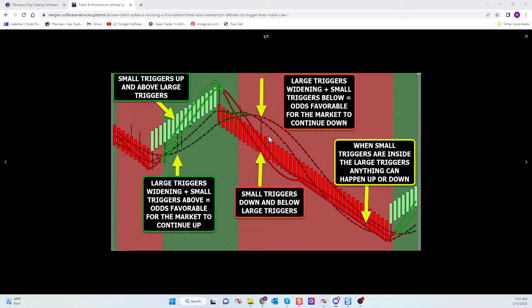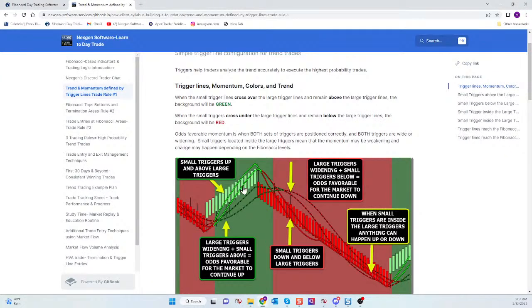And when you have that odds favorable momentum, that advantage is very solid. As they return to the large trigger lines and then break back inside of the large trigger lines, we call this a weakening of the large triggers. And guys, anything can happen up or down. Remember that trading revolves around advantages. The advantage of momentum always starts the process. We're looking for that high probability trend trade. So commit this look to memory.